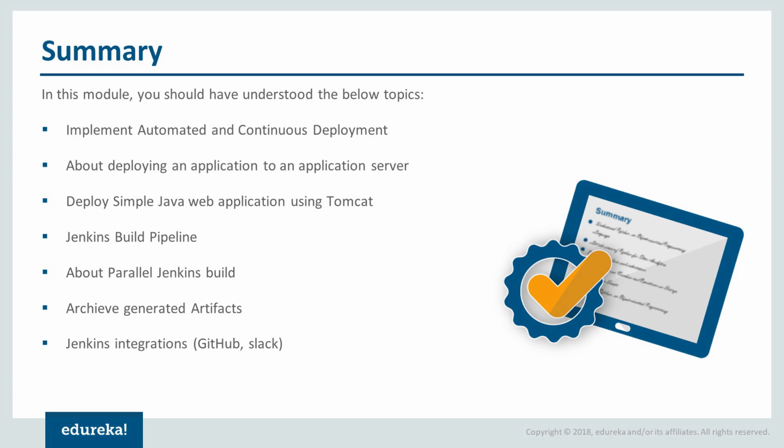Then we spoke about Jenkins build pipeline. We spoke about parallel Jenkins builds. We spoke about artifacts, how to save them, and how you can actually put them as an input for a next job, so that you can have two different jobs for, let's say, a build test and a deployment. And we also took a look at how exactly we can integrate our Jenkins instance to third-party tools such as GitHub and Slack.